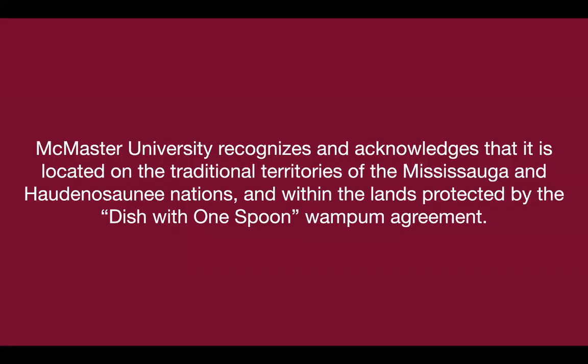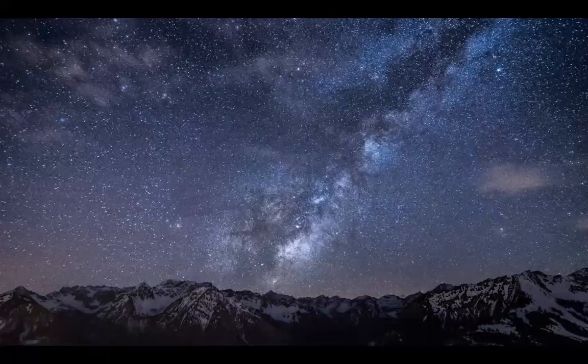I want to start with the land acknowledgement for McMaster University. McMaster University recognizes and acknowledges that it is located on the traditional territories of the Mississauga and Haudenosaunee nations. And it's within the lands protected by the Dish with One Spoon Wampum Agreement. This is McMaster University's land acknowledgement that I've started to use in all of my talks since I arrived there in September, and today is no different. But let us jump right in.